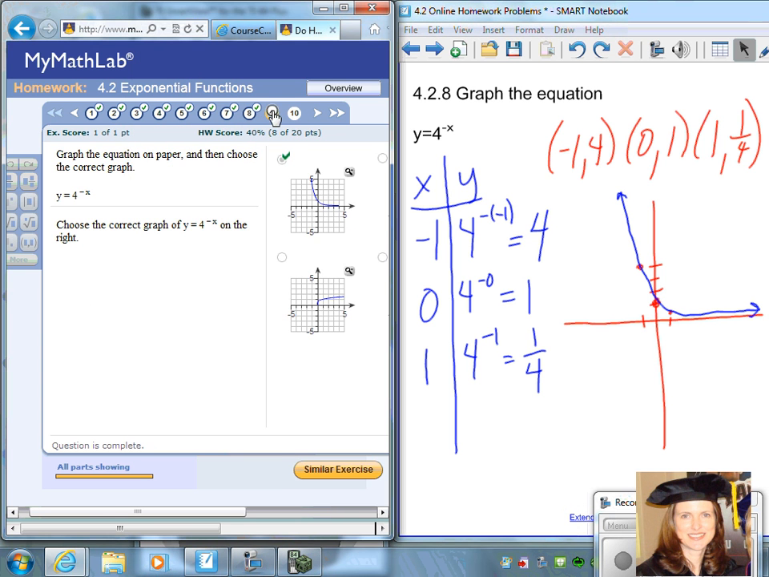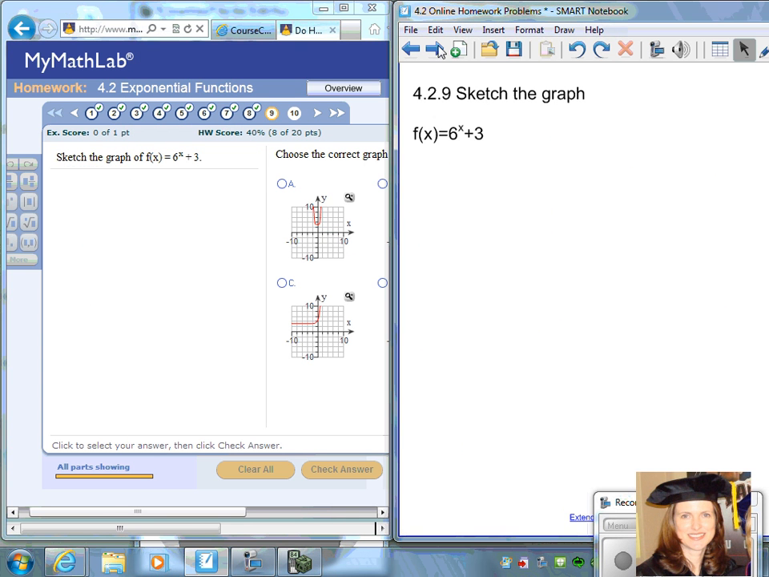Okay, let's look at number 9. Here we want to sketch the graph of f of x, which is equal to 6 to the x, and then a +3. Be careful here when you're working through this one, because this 6 to the x is a growth function, but this +3 means the whole graph has been shifted up 3. You can make a table of values. For example, -1, 0, and 1.